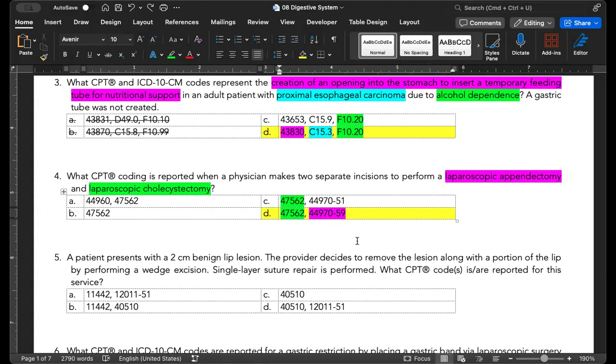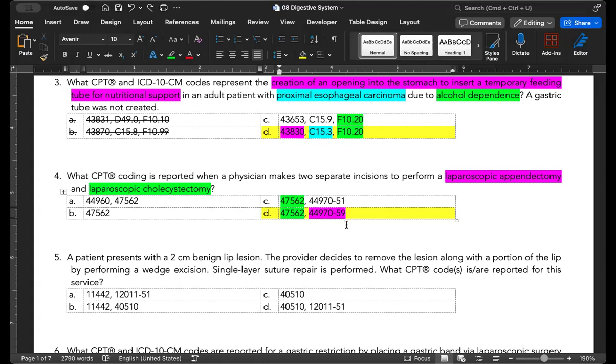Hey, Tiffany. Yes, ma'am. Can you explain the 51 and the 59 again? It's a little confusing. I know you said the 51 is done through the same procedure, meaning the same incision, correct? And 59 is done on two different areas. Am I saying that right? Essentially, that's the best way to very simply put it. Yes.